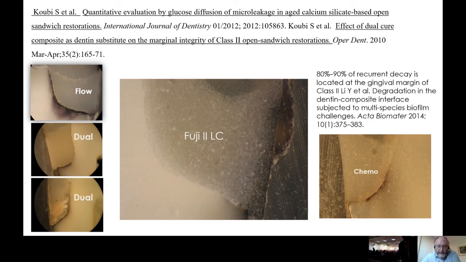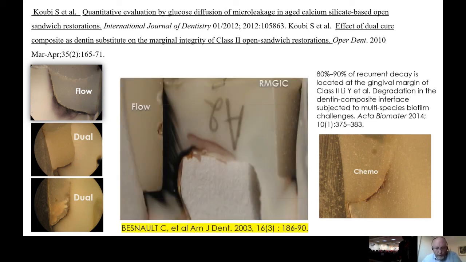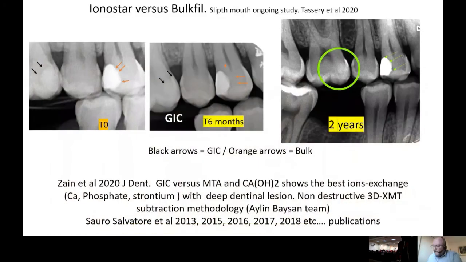And if we compare all these results when we use flow and low flow in a very wet condition with nearly 100% humidity, you can see that the flow composite fails to give a perfect sealing situation. So the second point concerns the ion.